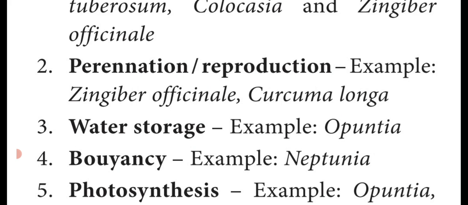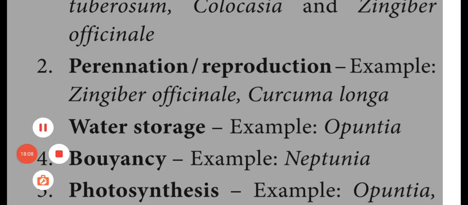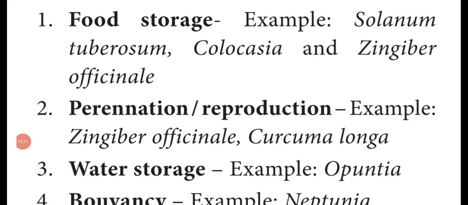Another one, Curcuma longa. Curcuma longa in English is turmeric. Dear students, Curcuma longa is turmeric. In Tamil we call it manjal. That also contains nodes, internodal regions and an apical bud. When you bury it under the soil, it gives rise to a new individual turmeric plant and ginger plant. That is said to be the perennation or reproductive function.